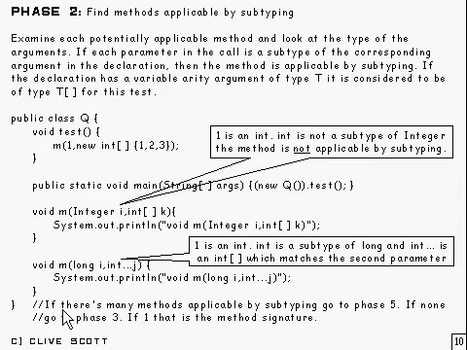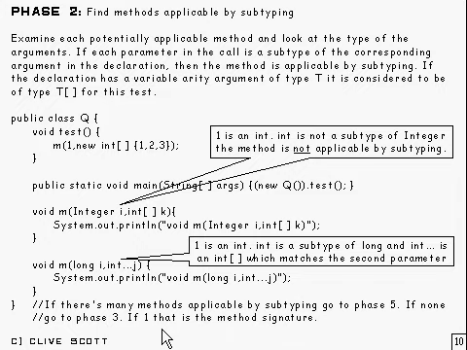Now, if you end up with lots of methods that are applicable by subtyping, and that's possible, you go to this other phase at the end, phase 5 onwards. And if you haven't got any at all, that's alright, you just go to the next phase.